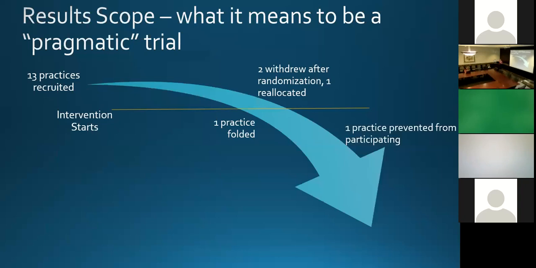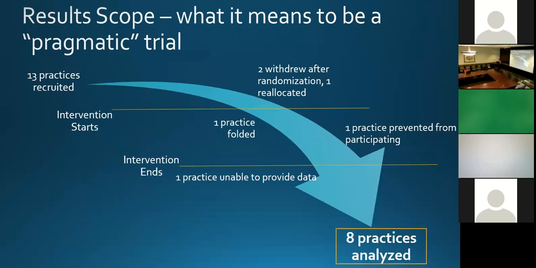And then we had another practice that started, and then their parent organization said, you know what, we don't actually want you to participate in this trial. We're not willing to share our data, so you need to stop. So they dropped out. And then we finished the intervention, and we had one practice at the end whose EMR data we could not pull out despite many, many attempts and a lot of money.